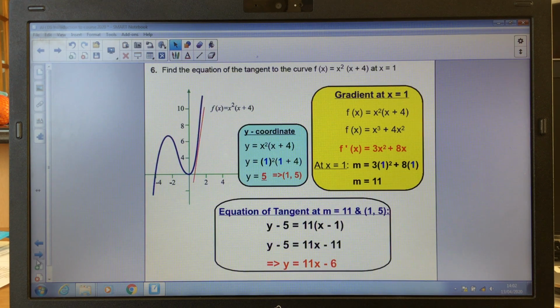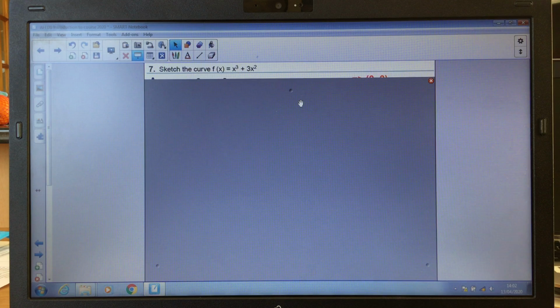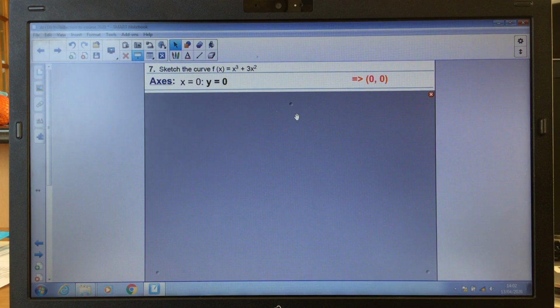Question 7. I'll just hide it. Okay, so the first thing is axes. So put x as 0 in. If you put x as 0 in, you get 0 out. So there's one of your coordinates.